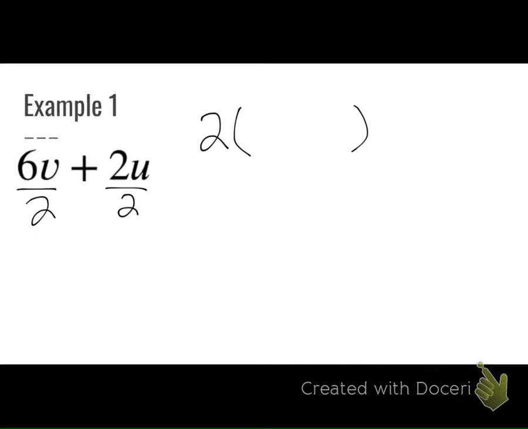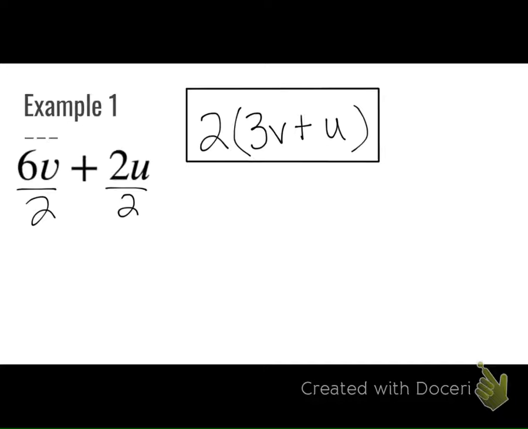Inside the parentheses would be our leftovers after we divide. So 6v divided by 2 is 3v, plus 2u divided by 2 is 1u, or just u. If you put the 1 there, that's fine. If you don't, that's fine. That would be our factored form.